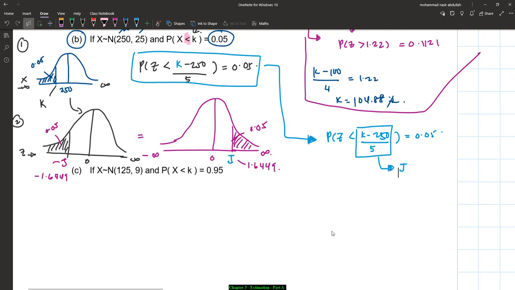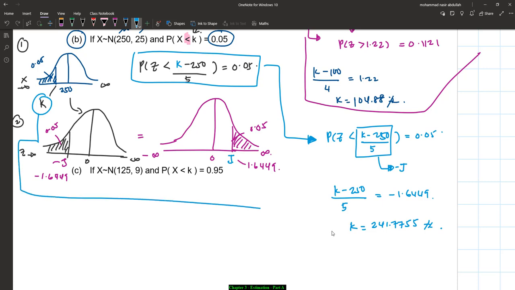So since they are on the left hand side, these are negative j. So k minus 250 divided by 5 equal to negative 1.6449. So now you can find the value of k, right? Negative 1.6449 multiplied by 5 plus 250 should be 241.7755. So k is equal to 241.